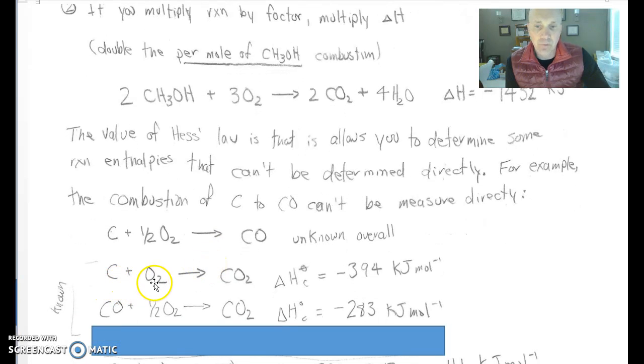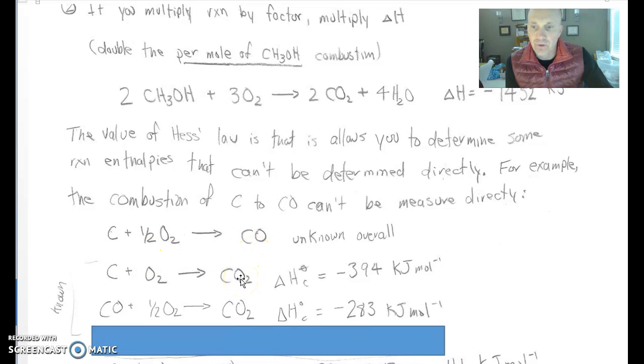We can take carbon and burn it in an excess of oxygen and make carbon dioxide, and we know the standard enthalpy of combustion of that. And also, if we have a sample of carbon monoxide, we can burn that with oxygen and get carbon dioxide from that, and that is a known enthalpy of combustion as well. All right, so these are two reactions that we can do, and we're going to apply Hess's law to try to figure out an enthalpy of combustion for this reaction right here.